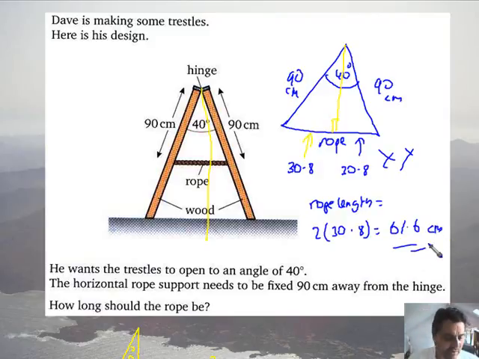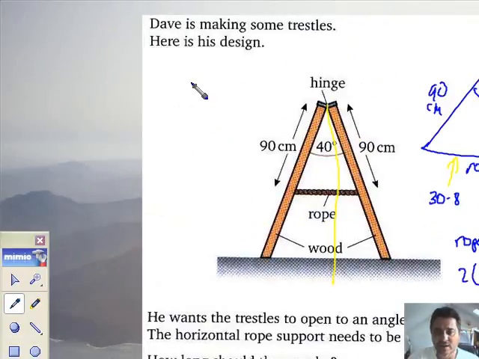So I've got a calculator still in my hand. Yeah, that'll do fine. That's it. Dead easy. That's an application of sine, cos and tan trigonometry to a real life situation. How long must the rope be in order to fulfill the conditions of the design of this set of trestles? So that's that, and I'll stop the video now and look at 18.2 quite soon.